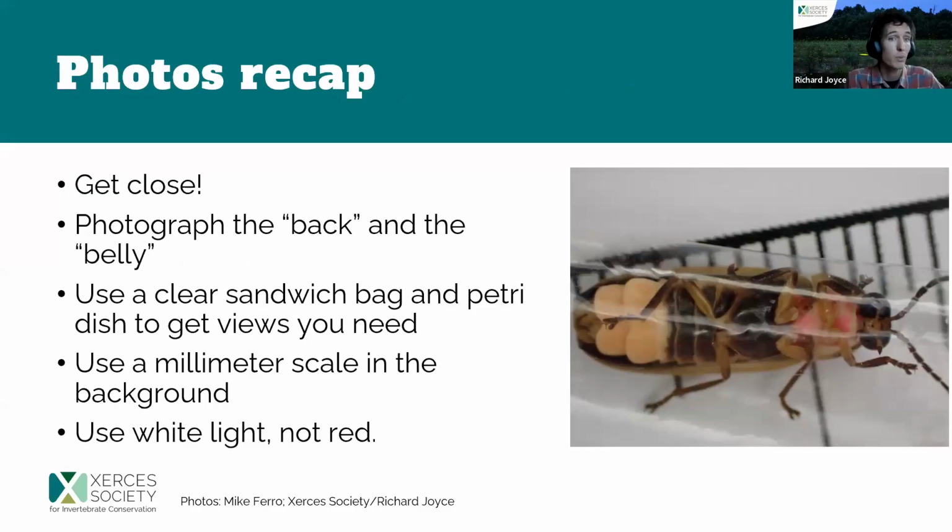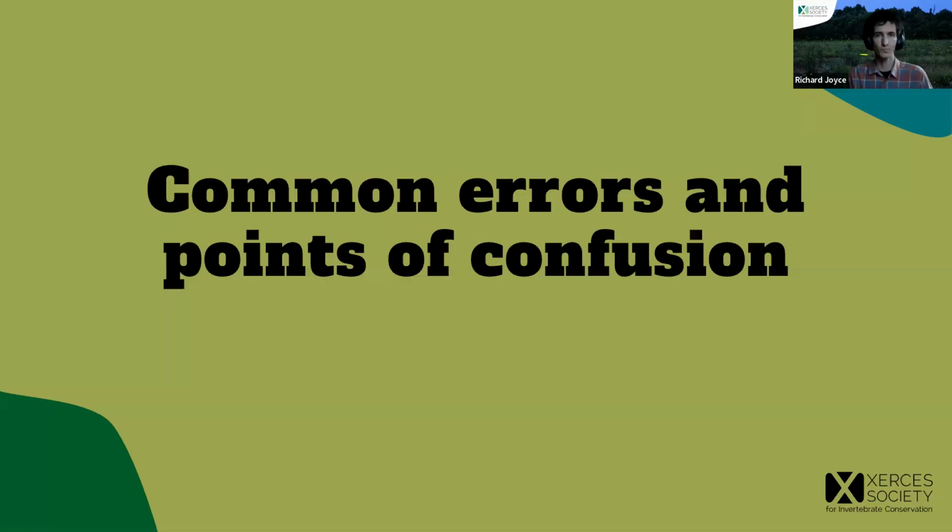So just a recap of the photos: get as close as you can, get both the back and the belly, or the dorsal and ventral views. Use a clear sandwich bag or a petri dish to get the views that you need. Use a millimeter scale in the background so we know how long it is. And when you're taking photos, use white light, not red light.